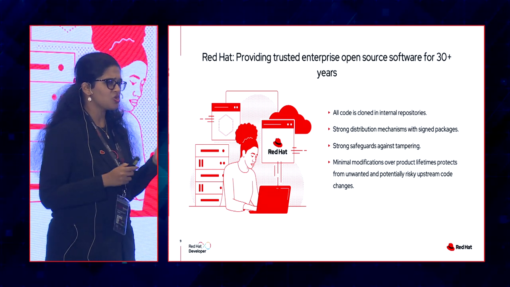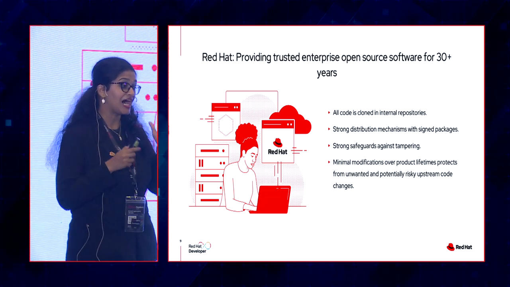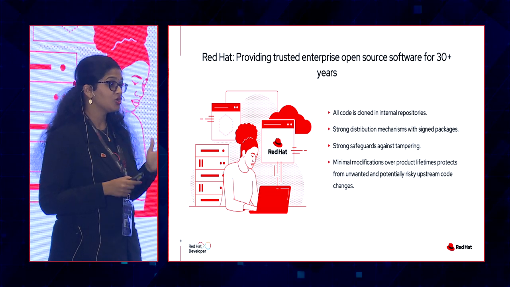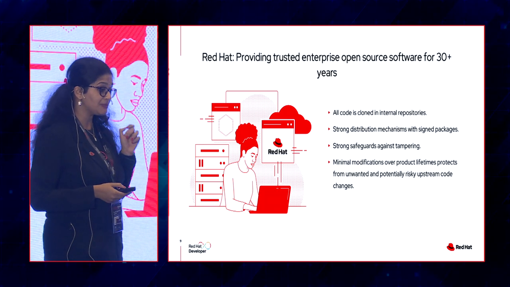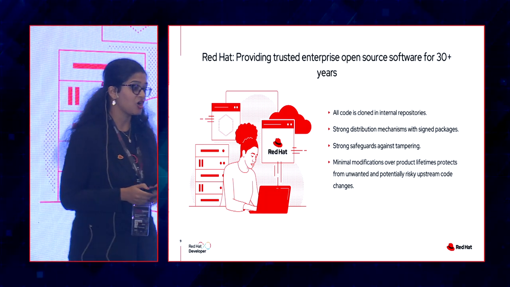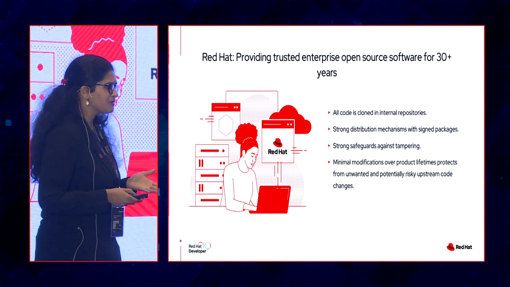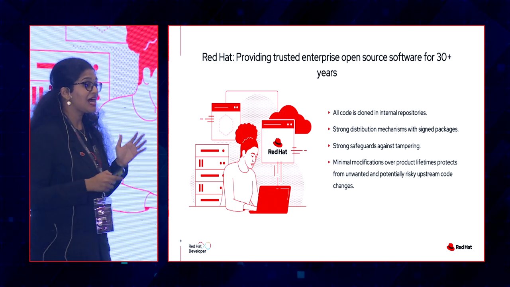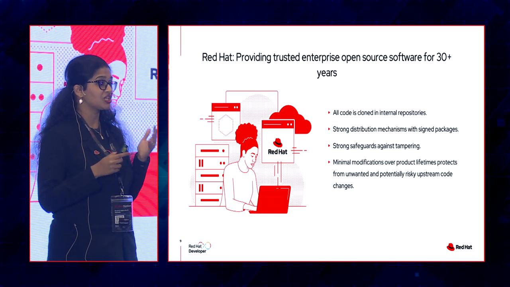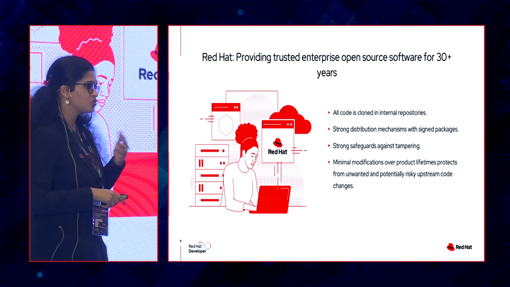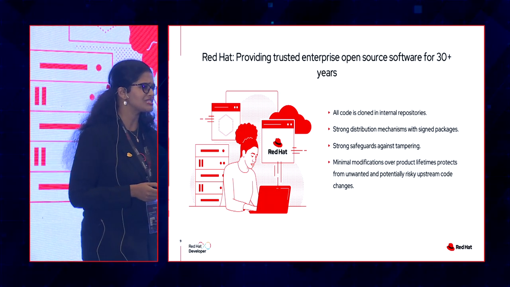So when we spoke about it, let me tell you how we at Red Hat can help you with this. All throughout the day, you would have been hearing how we at Red Hat work on hardening open source software to make sure it is enterprise ready for our customers. Red Hat has around 30 plus years of proven experience providing enterprise open source software to customers. We provide secure services and platforms which enable you to automate, test, and build secure applications using DevSecOps. We provide strong distribution mechanisms with signed packages.